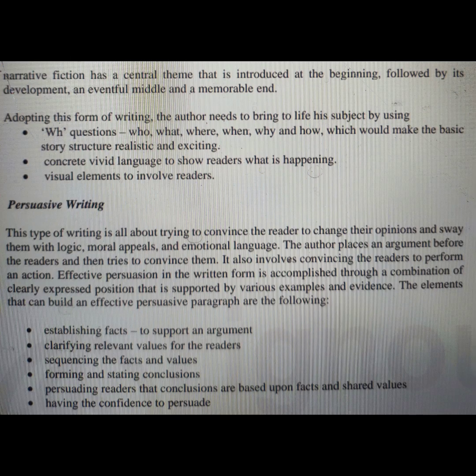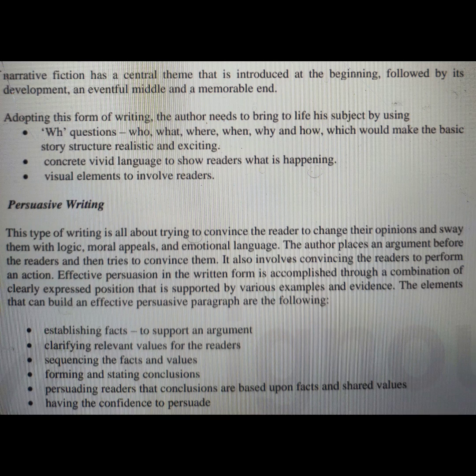Persuasive writing. This type of writing is all about trying to convince the reader to change their opinions and sway them with logic, moral appeals, and emotional language. The author places an argument before the readers and then tries to convince them. It also involves convincing the readers to perform an action.